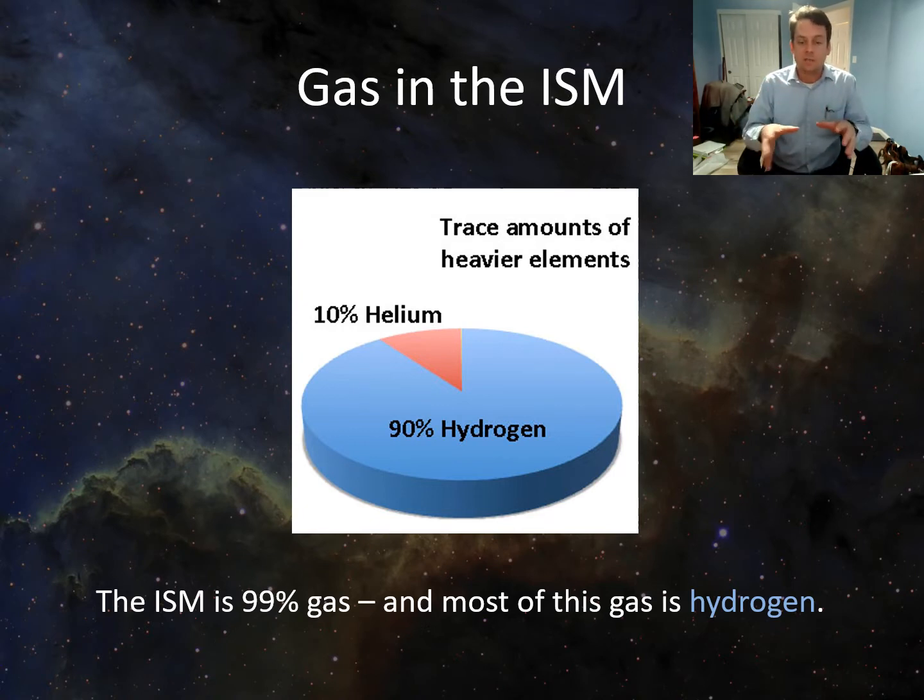So this gas that makes 99% of the interstellar medium is 90% hydrogen and about 10% helium. In reality, there are also trace amounts of some heavier elements, carbon, oxygen, and so on. We'll say a little more about that, but this should look familiar. The composition of the interstellar medium is the same as the composition of a newly born star, because the composition of a star changes over time due to nuclear fusion processes. So the interstellar medium is 99% gas, and of that gas, 90% is hydrogen and 10% is helium.